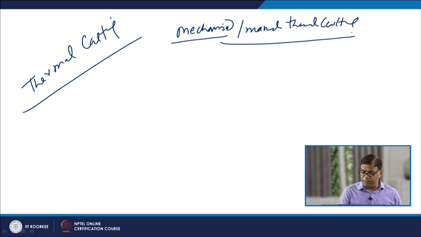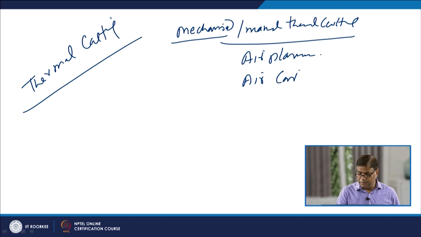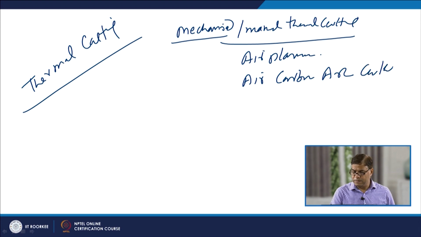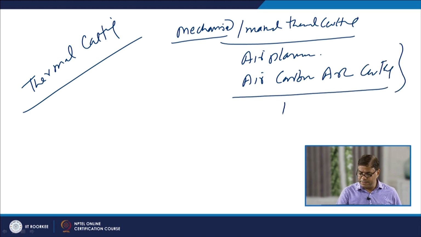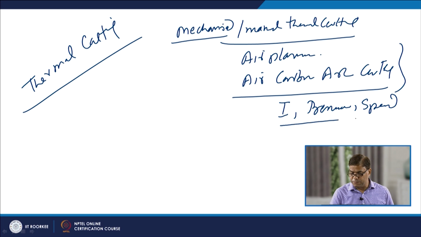Thermal cutting we may perform using air plasma or we may perform the air carbon arc cutting process. So, in these cases basically the current being used for generation of heat, the pressurized air which is being used to blow away the molten material, and the cutting speed which is being used, these are the three important parameters.